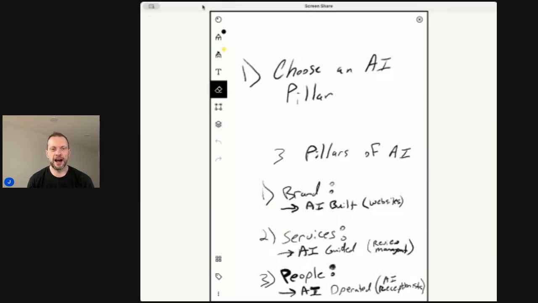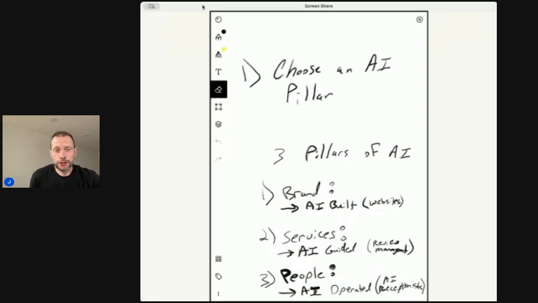So the 3 pillars of AI that I've been breaking down are brand, services, and people. Let's look at each one of these. Brand is AI built, because a lot of the things we would offer in the brand piece are built by AI. For example, websites. We talk a lot here about using AI built websites as our core front end offer to local businesses, but other things in here might be graphic design, a logo, or creatives. AI, of course, can build that. So a lot of things that AI builds are found in the brand.